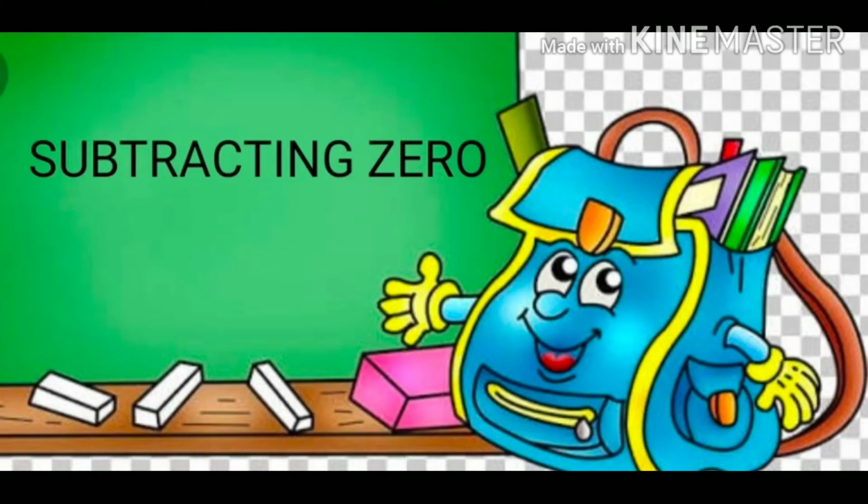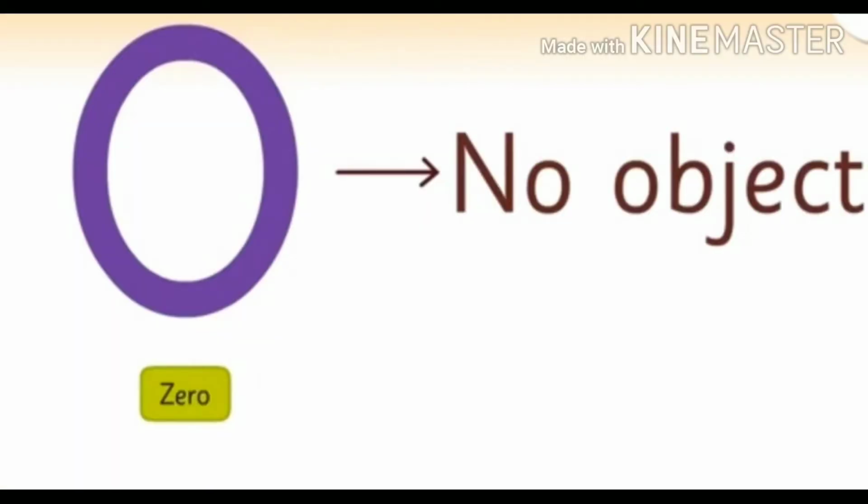Children, let's move towards our first concept, subtracting 0. You all know 0 equals no object. We had already learned in class 1 that when 0 is subtracted from any given number, the difference is the number itself, right? Let us understand with one example.